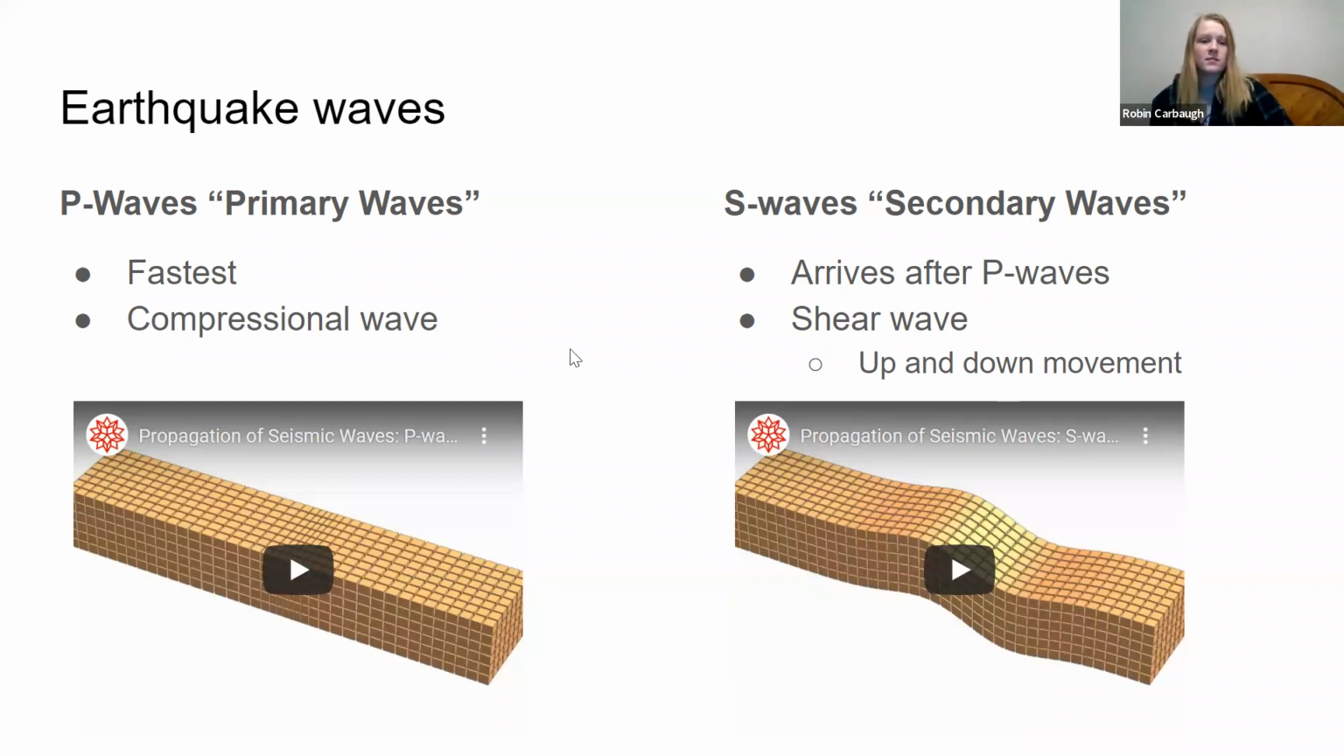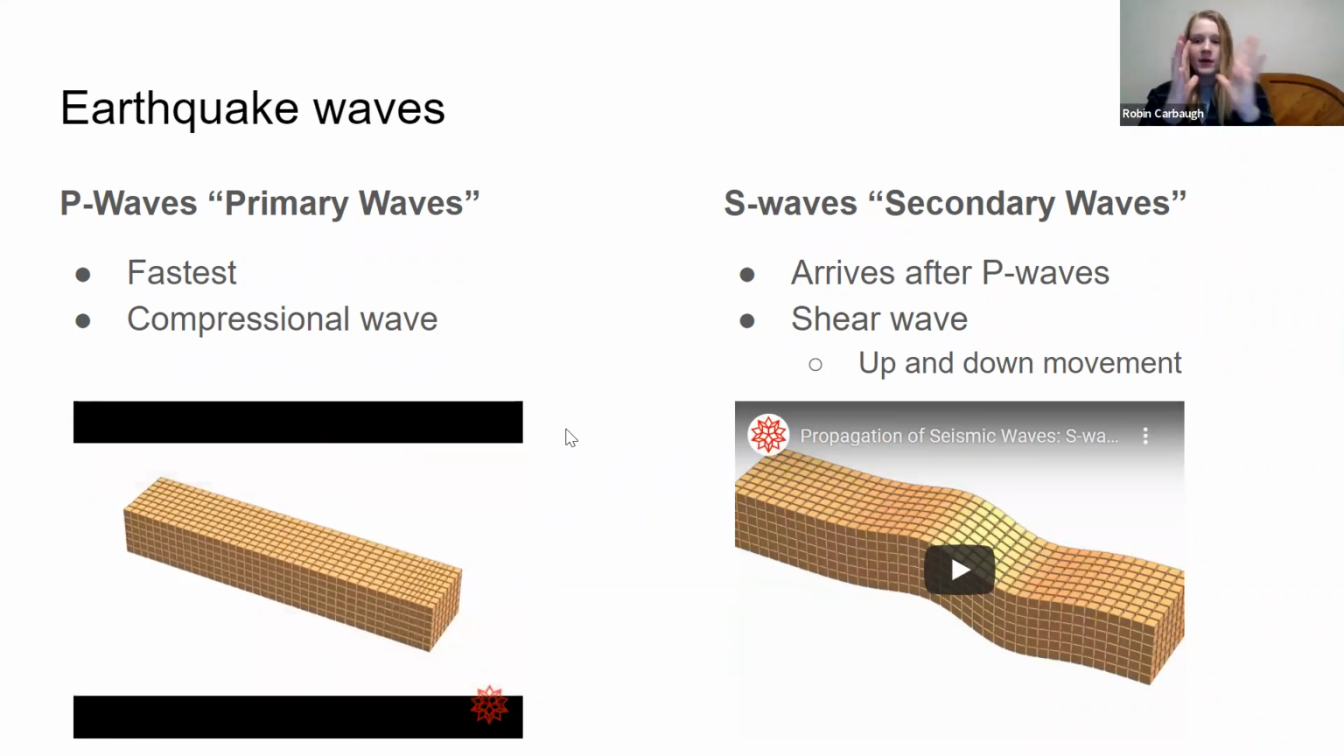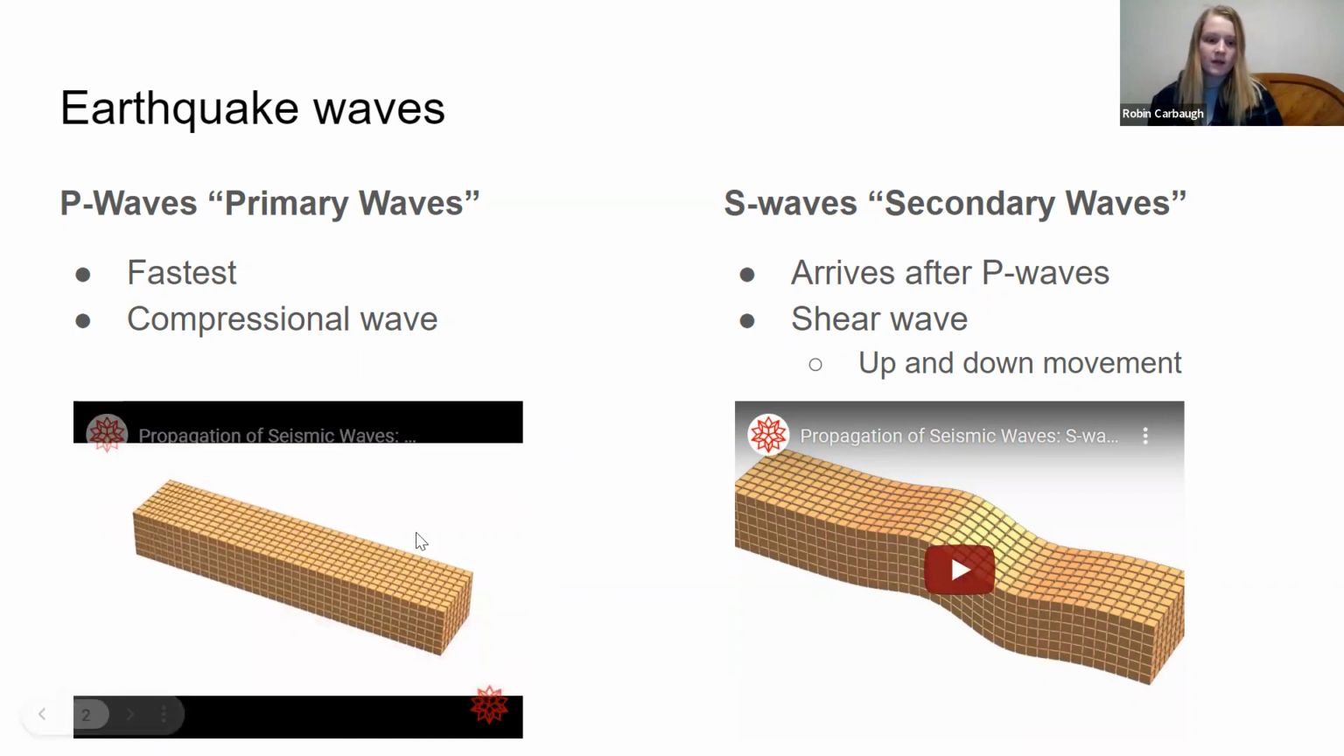P waves are sometimes called primary waves because they're the quickest and they arrive first after an earthquake occurs, and they are compressional waves. Sometimes I like to think of a slinky. If we were to push a slinky, it would compress and then it would expand, like this image is doing here. And then S waves, they're a little slower.